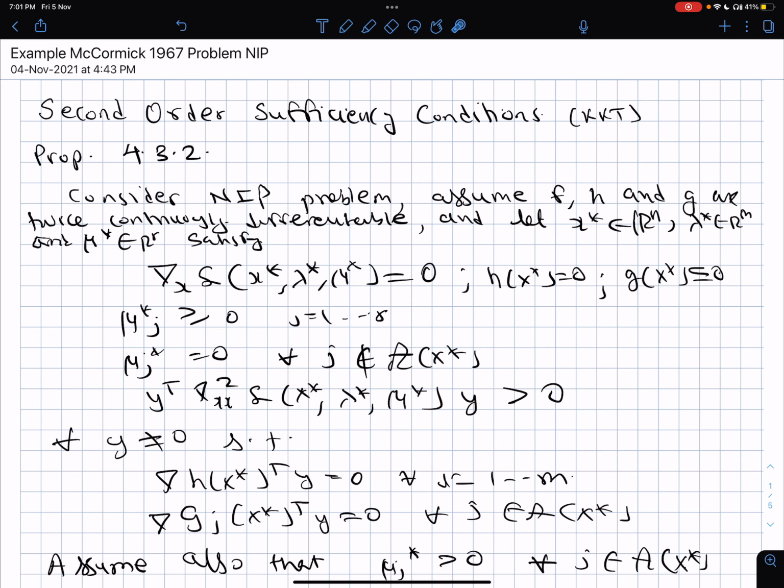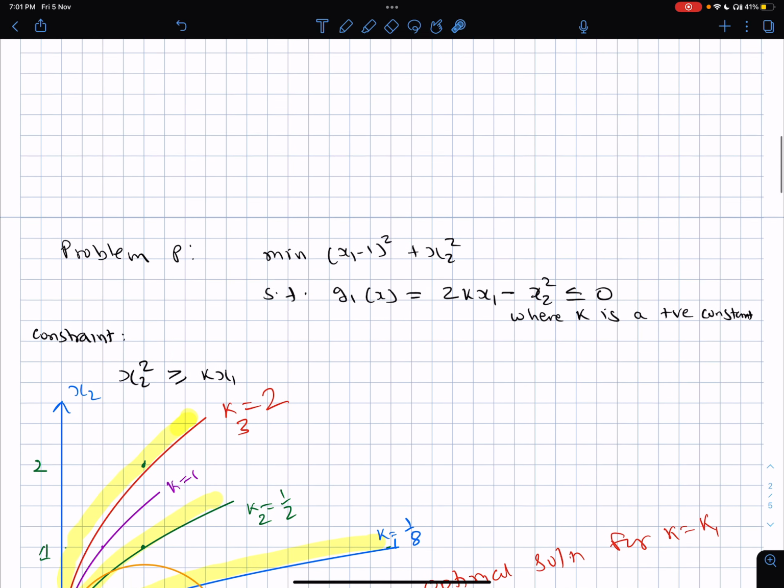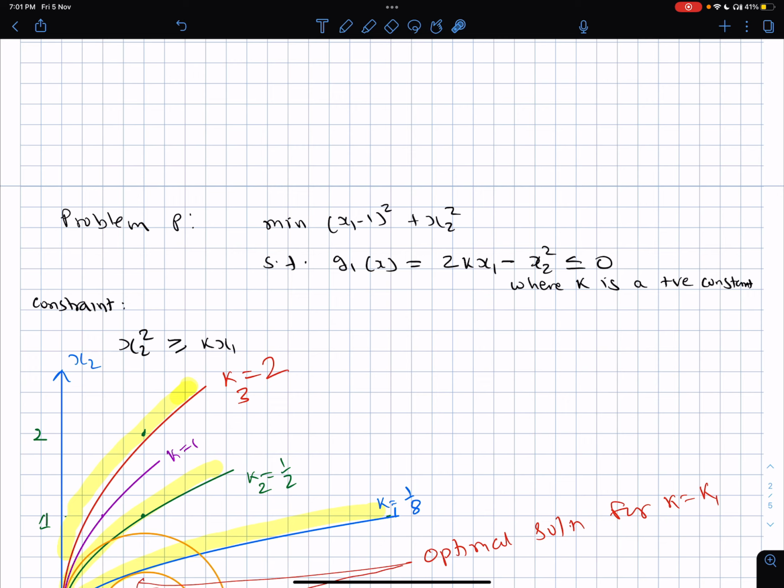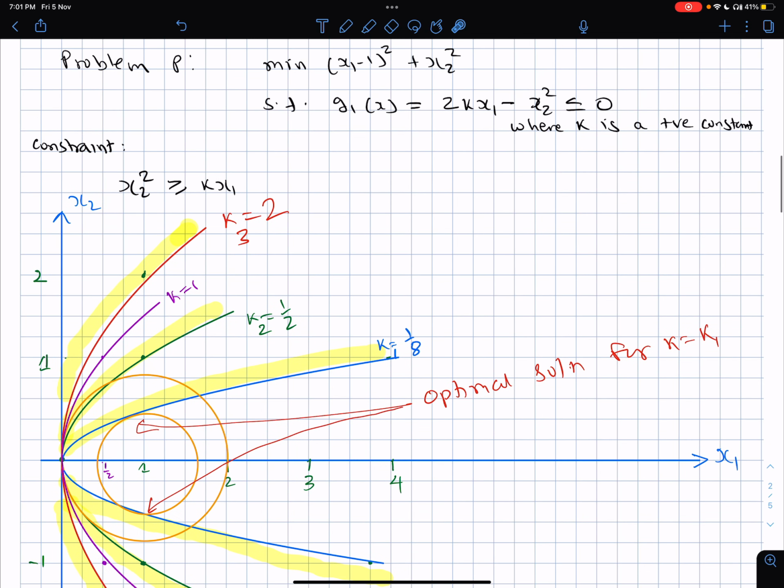This I have taken from Bazaraa, Sherali and Shetty, and this beautiful example illustrates all the intricacies of the optimality conditions that we have discussed. So our problem is: minimize (x1 minus 1) whole square plus x2 square. This is the minimization. So it's a two-dimensional problem.